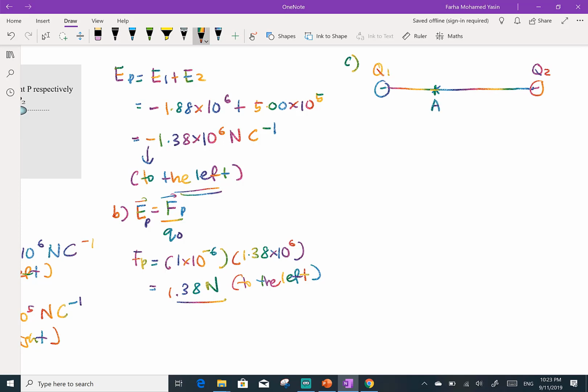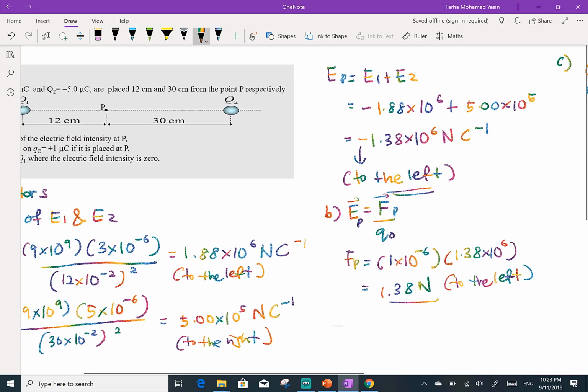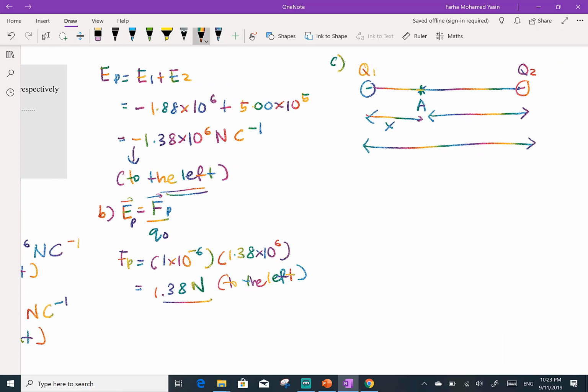Okay, so kita labelkan from Q1 to point A sebagai X, dan daripada point A ke Q2 sebagai, okay, dia dah beri the separation. Okay, the separation between the two charge is 30 plus 12. So ini dah diberi dalam soalan, iaitu 42 cm. Okay, so di sini adalah 42 minus X.